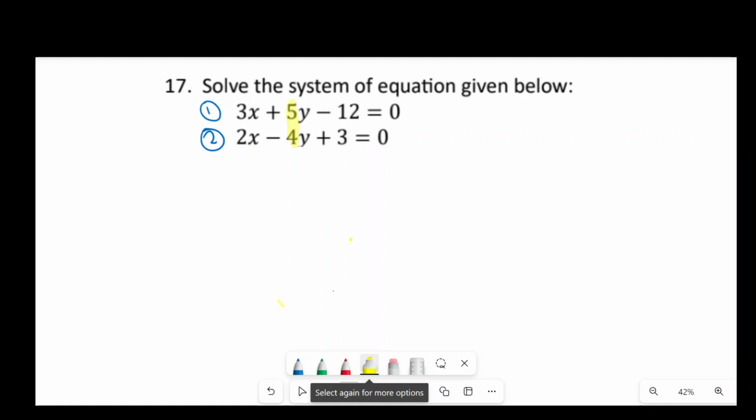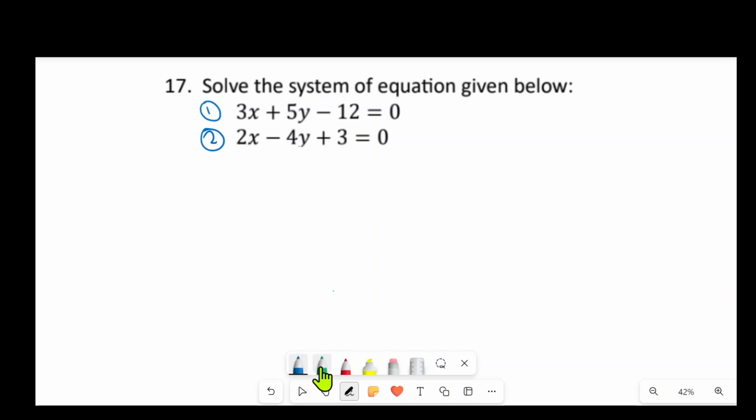So there isn't really an advantage to necessarily doing one or the other, but there is a slight advantage to making the y's have the same coefficient, because I have positive 5y and then I have negative 4y. That means I'll be able to solve by elimination by adding the equations. Whereas with the x's, if I made them both 6x, they would both be positive 6x, and then I'd have to subtract the equations. And it's just a fact of math that we're more likely to make mistakes subtracting than adding. So I'm going to make both of my equations have a 20 in front of the y.